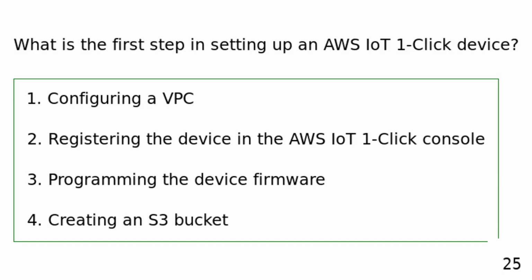What is the first step in setting up an AWS IoT one-click device? Configuring a VPC. Registering the device in the AWS IoT one-click console. Programming the device firmware. Creating an S3 bucket.